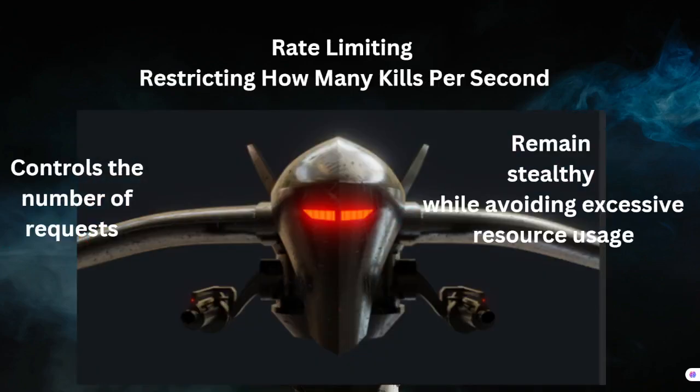Rate limiting basically controls the number of requests a system can handle to prevent overload. Imagine if Skynet sends 1,000 Terminators at once to kill John Connor. This would be wasteful and raise suspicion. Instead, it sends one or two at a time, ensuring the mission remains stealthy while avoiding excessive resource usage.